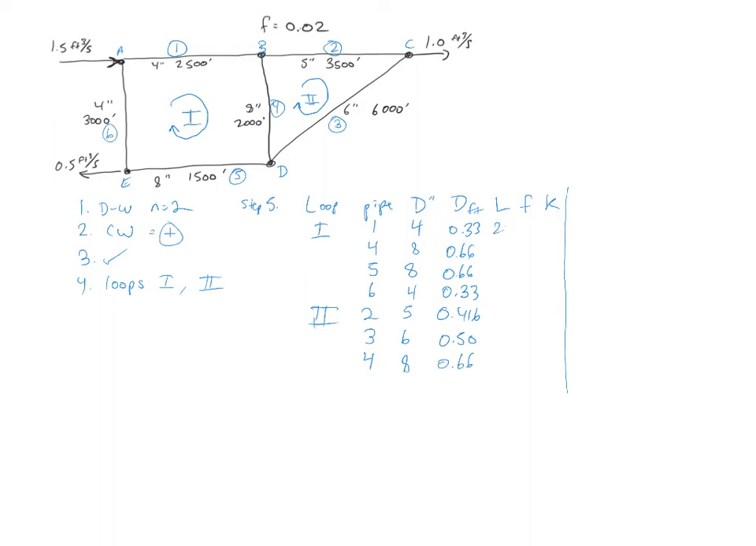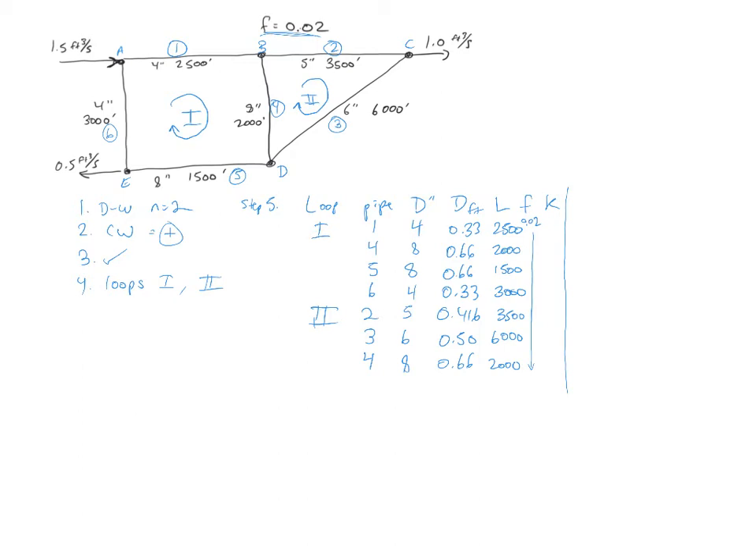My lengths are 2,500, 2,000, 1,500, and 3,000. Loop 2, 3,500, 6,000, and 2,000. F is 0.02 all the way down. We're given that at the top of the screen.